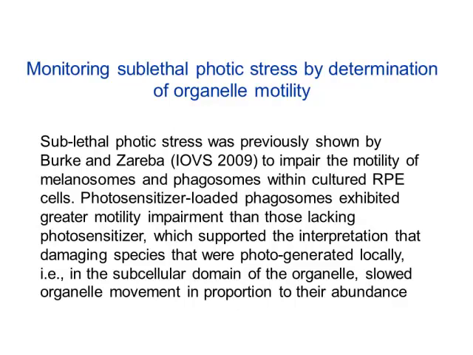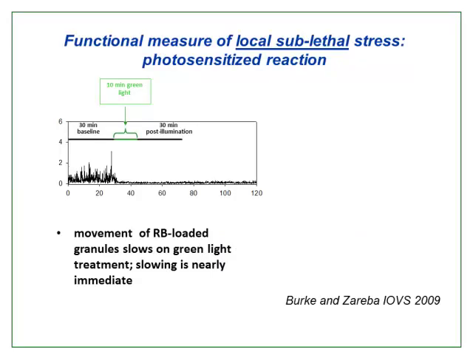Photosensitizer-loaded phagosomes exhibited greater motility impairment than those lacking photosensitizer, which supported the interpretation that damaging species were photogenerated locally in the subcellular domain of the organelles, slowing down the organelle movement in proportion to their abundance. And here I had some data illustrating this. This is the movement of individual granules, and after irradiation, 10 minutes with green light, which excites rose bengal and promotes the formation of reactive oxygen species by this photosensitized reaction, you see a significant reduction in motility.